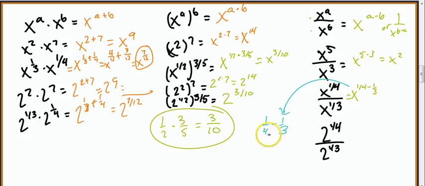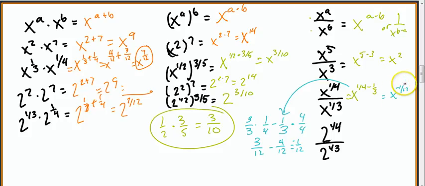Okay? Got to change these to be the same denominator, and the LCD is going to be 12. So to get this to 12, I got to multiply by 3. To get this to 12, I got to multiply by 4. So I get 3 over 12 minus 4 over 12, which gives me negative 1 over 12. Yep, negative 1 over 12. So I get x to the negative 1 over 12.